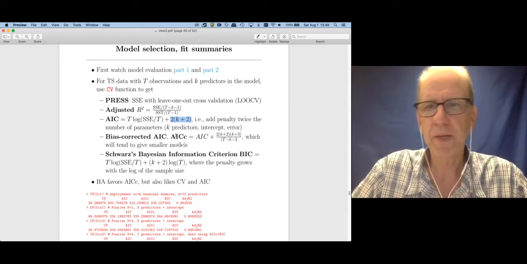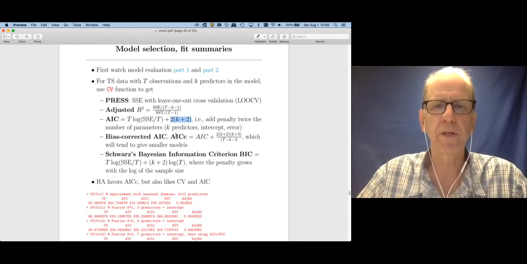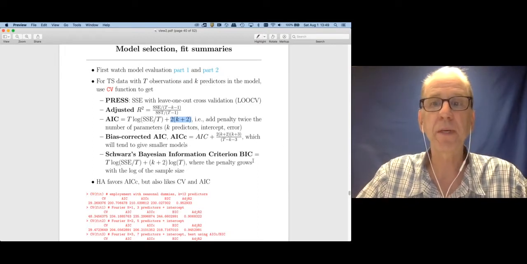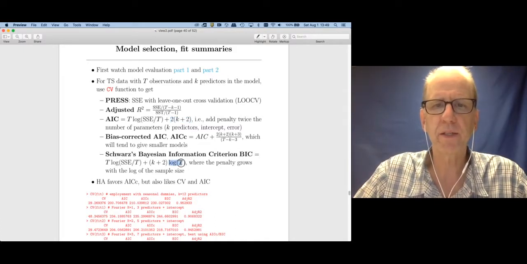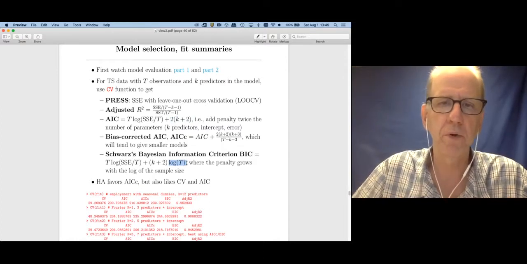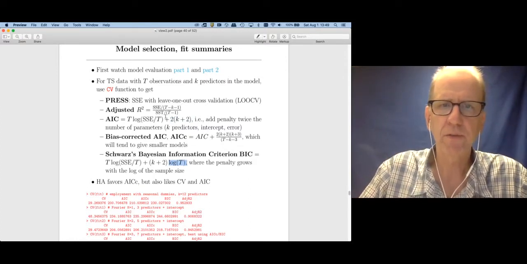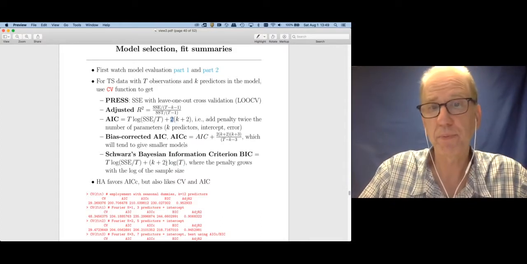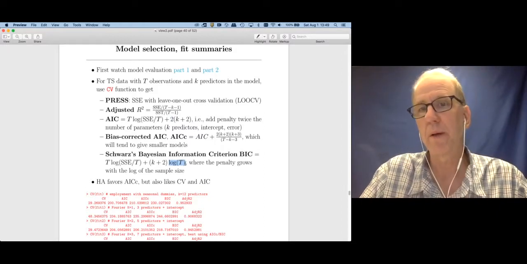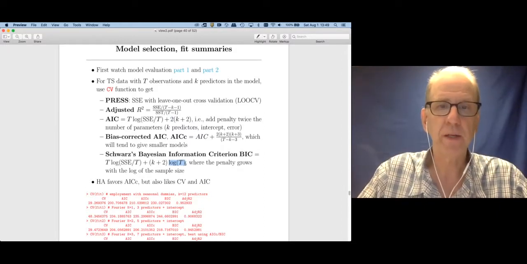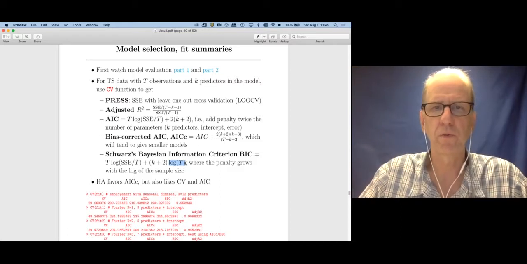Another penalized measure that we often encounter is BIC, Schwarz's Bayesian information criterion. BIC uses a penalty that's a function of the log number of cases. So instead of just using a penalty of 2 times the number of parameters, it's the number of parameters times the log number of cases. As the sample size grows, the penalty is also going to grow with it.